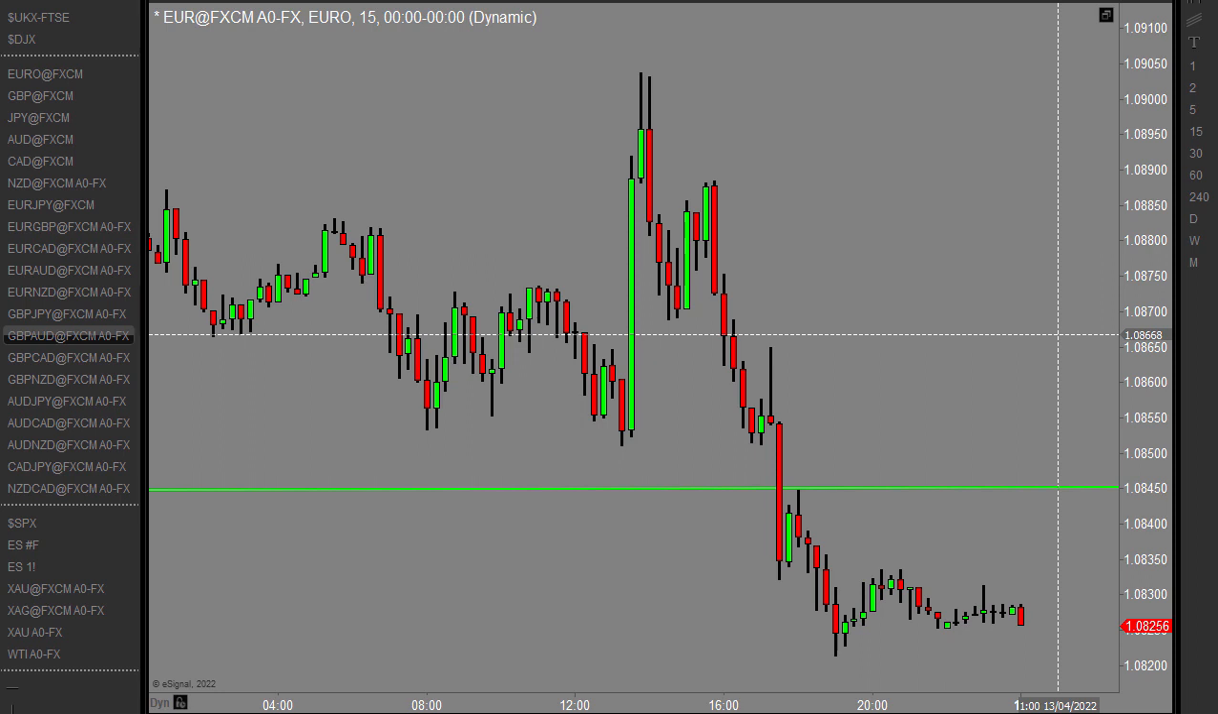Hi, in this video I'm going to cover the importance of using multiple time frames in your analysis and to trade with. So why you should be using multiple time frames. Now I'm showing you an example here of the euro dollar from today's trading and what's actually happened earlier on.